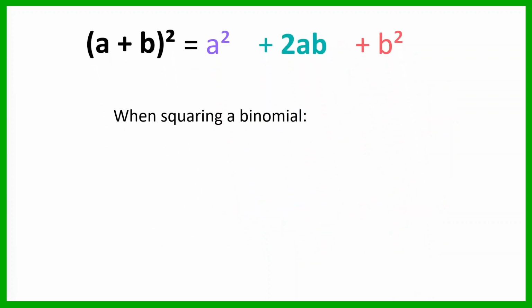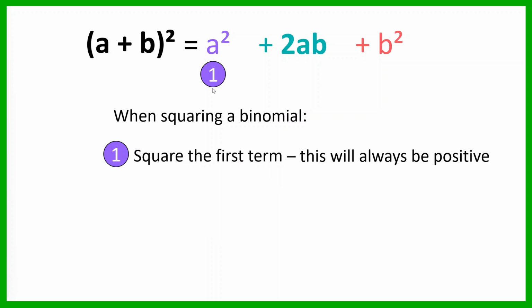When we're squaring a binomial, the first thing you should do is square the first term. So we take that a and we square it, or whatever that first term is, and we square it. And that will always give us a positive value, because whenever you square something, it will always be positive. Then you'll always end up with 3 terms when you're squaring a binomial.